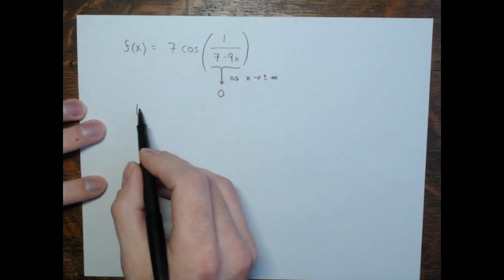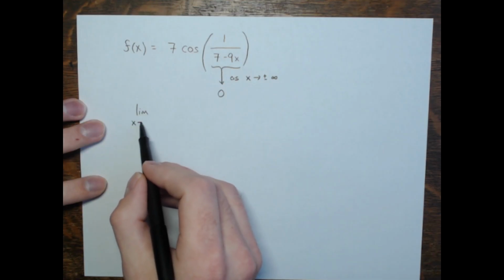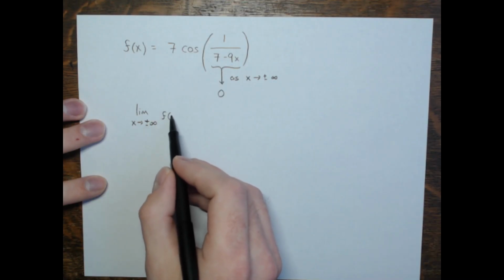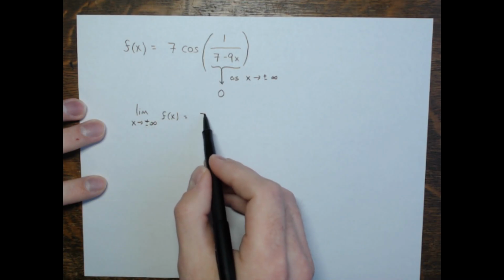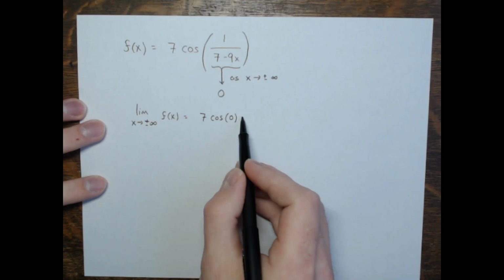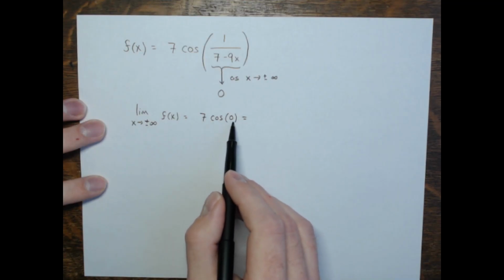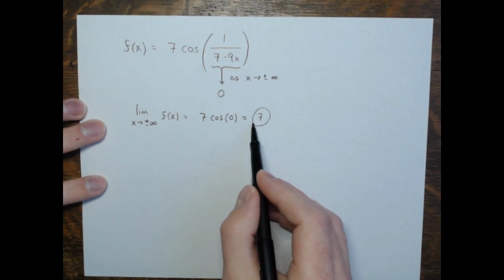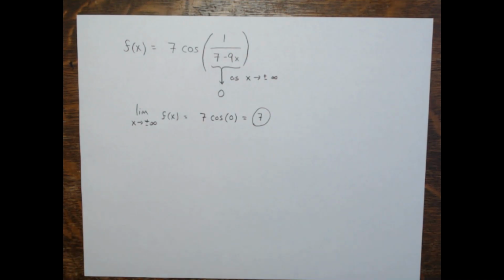So the limit on either side, as x goes to positive or negative infinity of this function, should be approaching 7 times the cosine of 0. And the cosine of 0, remember, is 1. So we got 7. Our limit looks like it's going to be 7. Y equals 7 will be the horizontal asymptote for this.